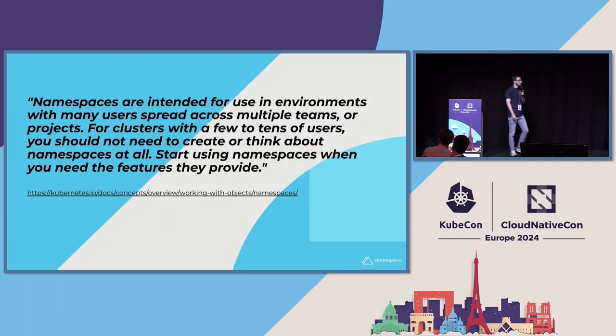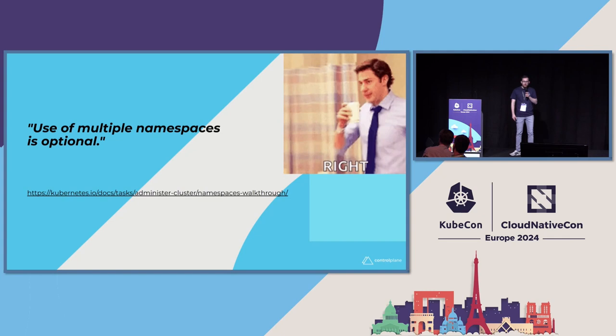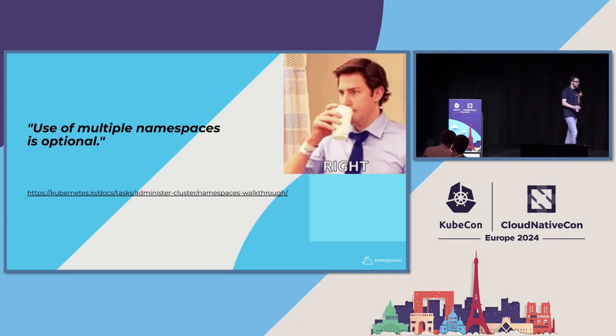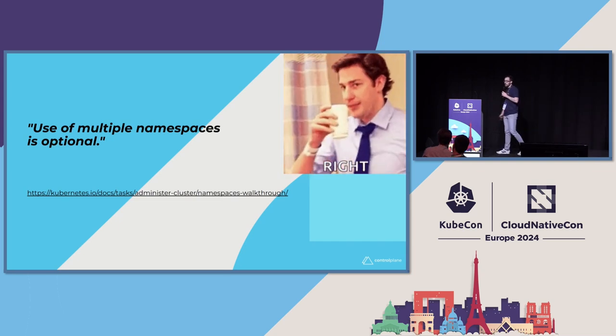So this is a quote which comes straight from the Kubernetes documentation. I hope they haven't changed it just before this talk, because it would be very embarrassing. But this is actually telling us that you don't really need namespaces unless you are running tens of apps, or you have tens of users for your cluster. So you start using them when you need the features they provide, which is kind of true. This is another quote from another documentation page, which is very specific, just telling us that using namespaces is optional. So is that true?